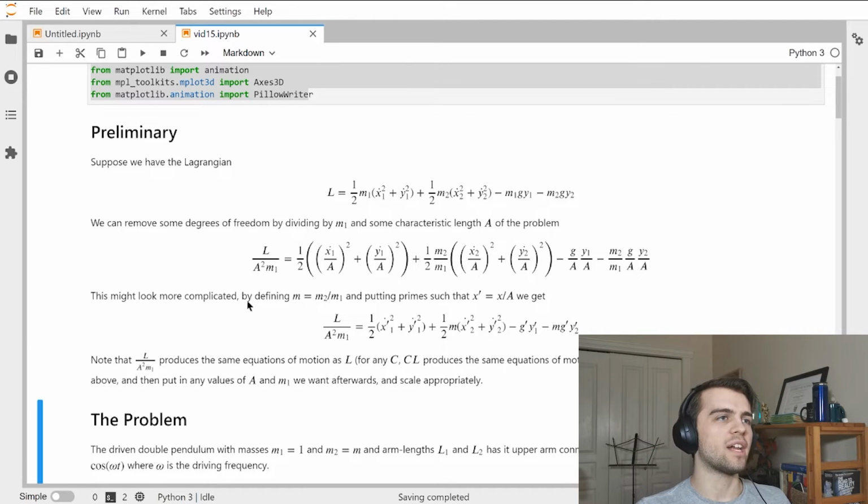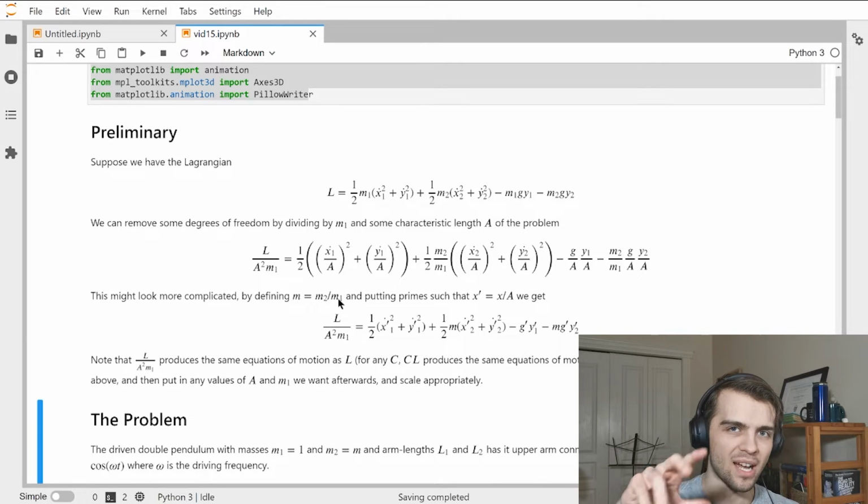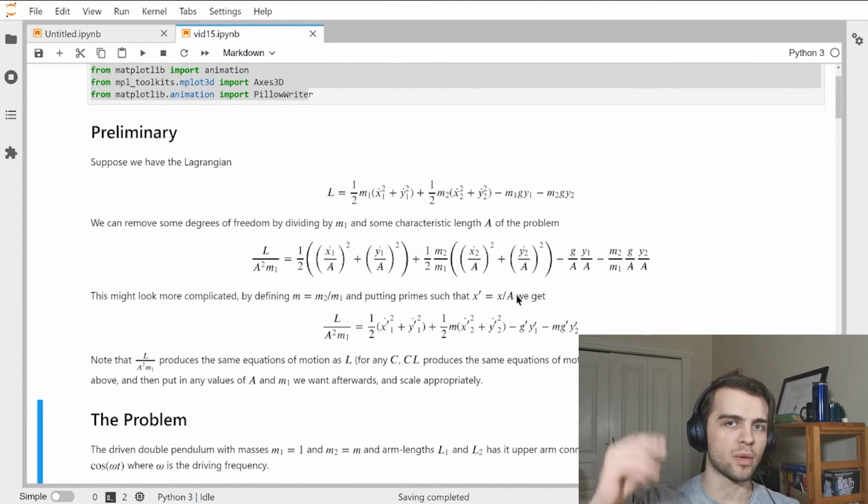Well, I can actually define a new quantity. I define m, which is equal to m2 divided by m1. So m is now a dimensionless quantity, the ratio of the masses. And I can put primes, x prime, defined as x over a. So everything with a prime is divided by a. And I get the new equation here.